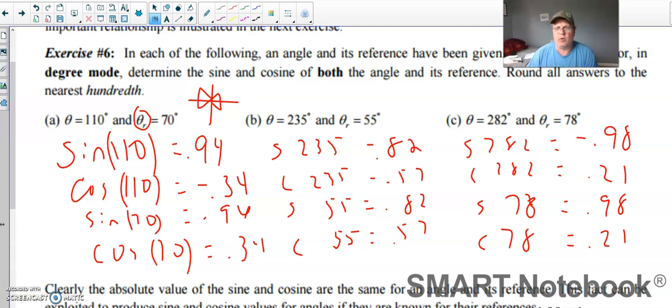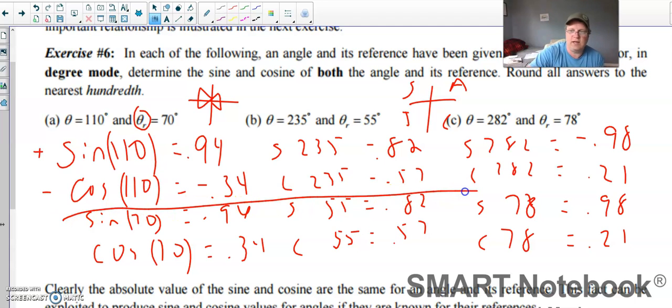Now, why are the quadrants important? Because remember the quadrants A, S, T, C. So the first one was in quadrant 2. Sine was positive, cosine's negative. Reference angles are always in quadrant 1, so all these down here should all be positive, always. Reference angles are always positive. Now, 235 was in quadrant 3. Tangent's positive in quadrant 3, so sine was negative, cosine was negative. 282 was in quadrant 4. And in quadrant 4, cosine is positive.